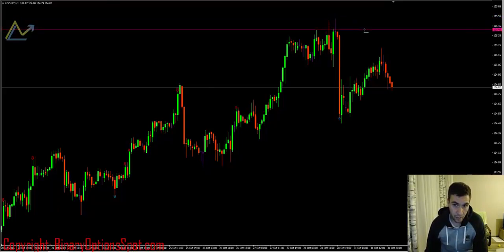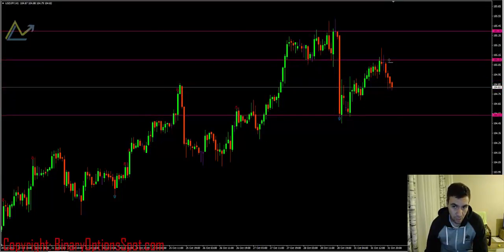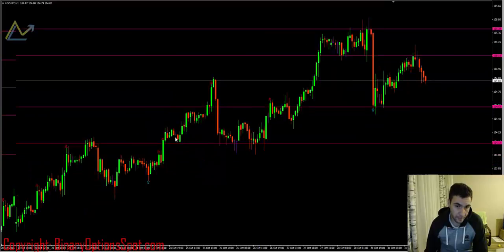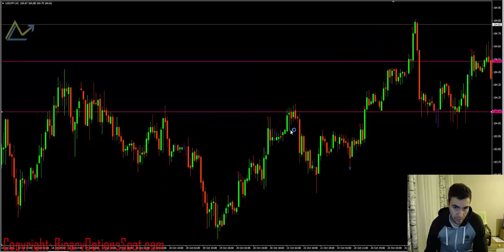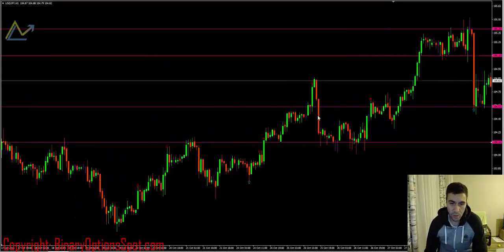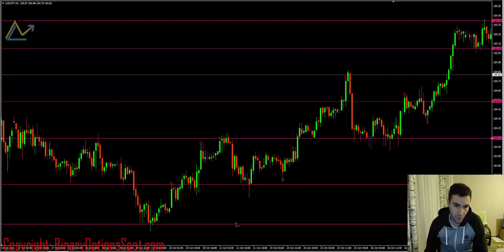What I like to do, not only for this strategy but for everything, is give some structure to the charts before I start trading. So I usually draw support and resistance lines before I even start trading. When you start drawing support and resistance, you'll be really amazed how those lines are respected in the past and in the future.